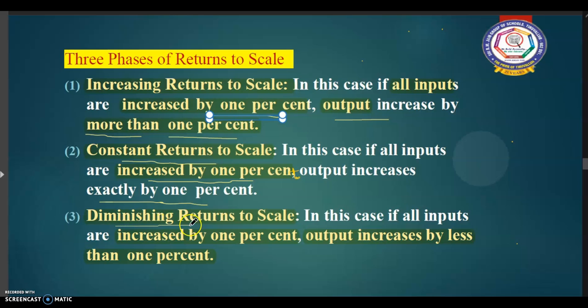Next one, diminishing returns to scale. In this case, if all inputs are increased by 1%, output increases by less than 1%. So here it is more than 1%, here exactly 1%, and here less than 1%. So these are the three phases of the laws of returns to scale.